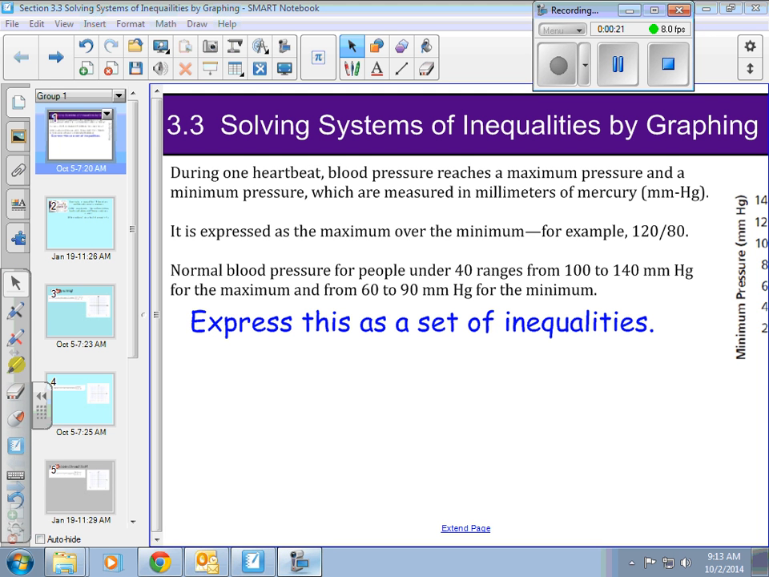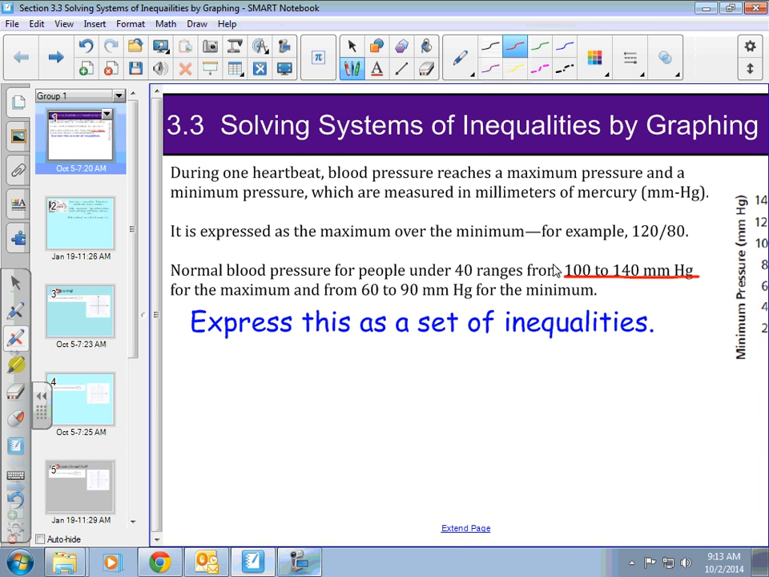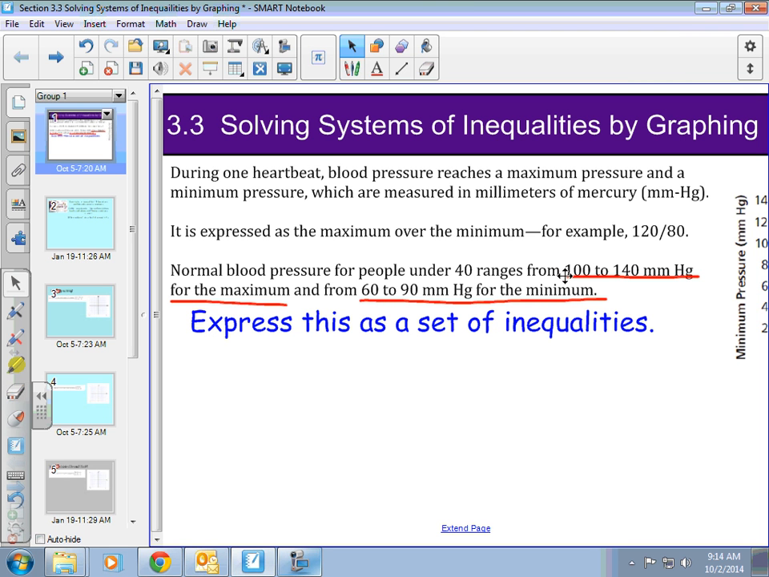During one heartbeat, blood pressure reaches a maximum pressure and a minimum pressure, which are measured in millimeters of mercury. It is expressed as the maximum over the minimum, for example, 120 over 80. Normal blood pressure for people under 40 ranges from 110 to 140 millimeters for the maximum and 60 to 90 millimeters for the minimum. So we want to express this as a set of inequalities.